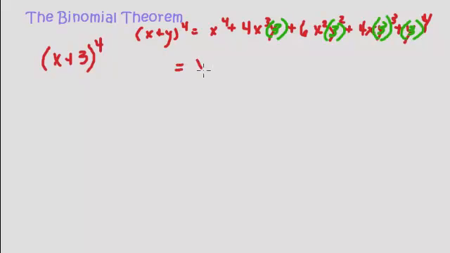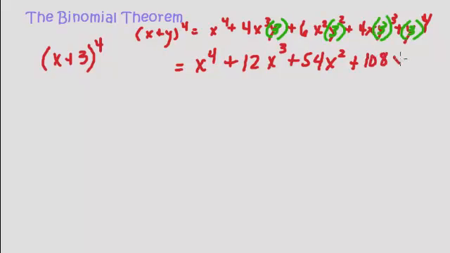It's going to be x to the 4th plus, and let's see, that's a 3 there, so I've got 12x cubed plus, that's going to be 3 squared, so I have to do 6 times 9, which is 54, plus, and this is going to be 3 cubed. 3 cubed is 27, so that would be 108. And then just y to the fourth. Oh, I need to do that 3 to the fourth. 3 to the fourth would be 81.